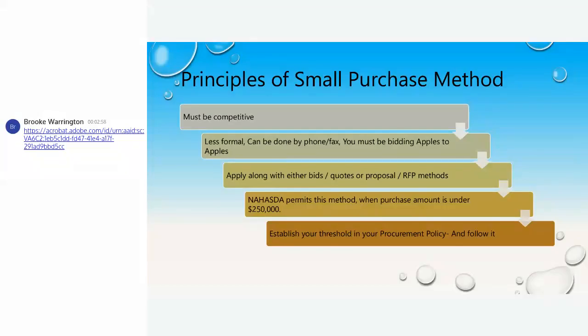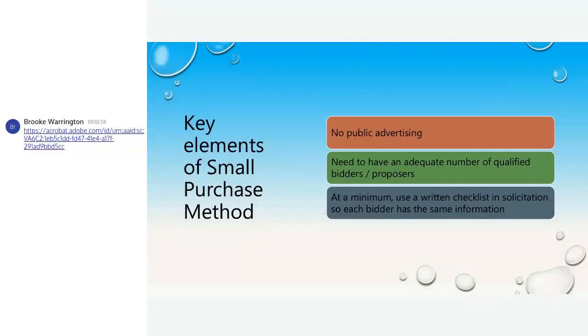NAHASDA permits this method when the purchase is under $250,000. You can buy a lot of different things for under $250,000. So you need to establish that threshold within your procurement policy and follow it, especially if it's less than 250. You make sure everybody knows, so they don't just say, oh, this says we can do it up to this amount. So your key elements of your small purchase method: you don't have to publicly advertise. You need to have an adequate number of qualified bidders or proposers.